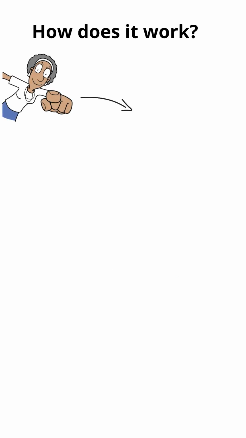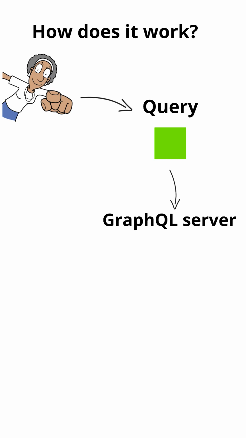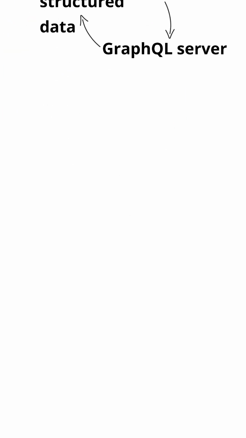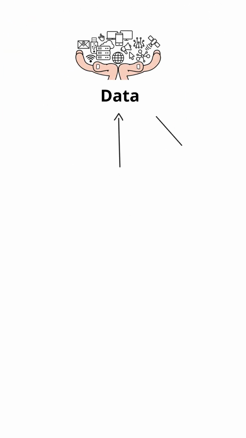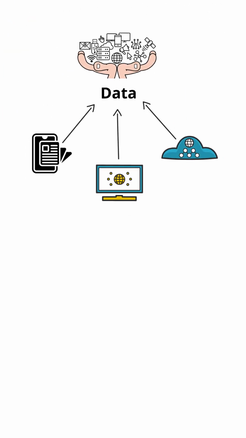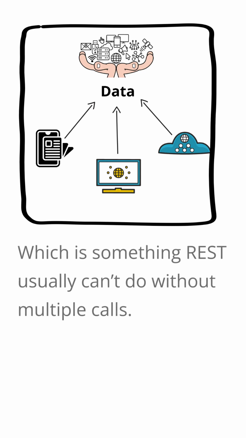You send a query that looks like a simple object, and the GraphQL server responds with structured data in the same shape. It also allows you to fetch data from multiple sources in one request, which is something REST usually can't do without multiple calls.